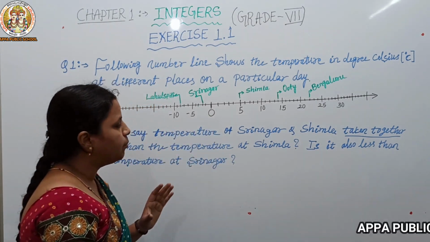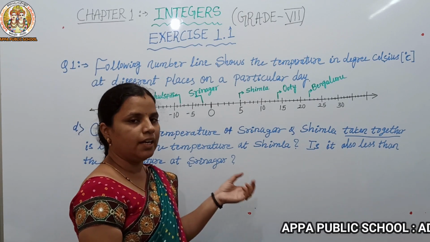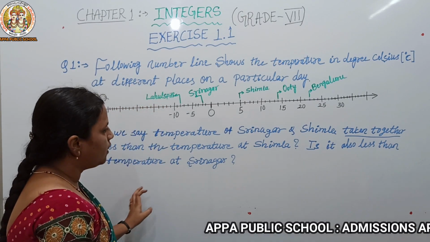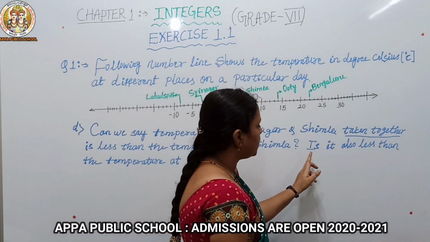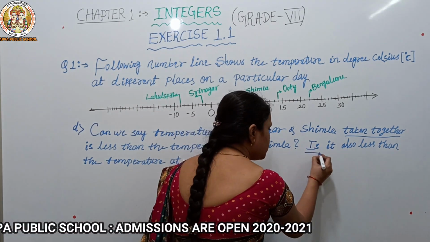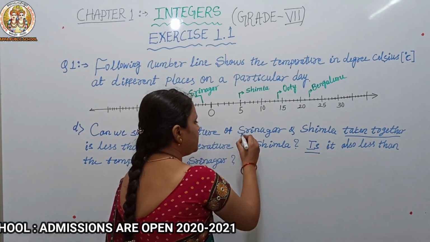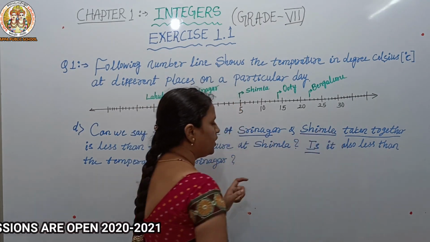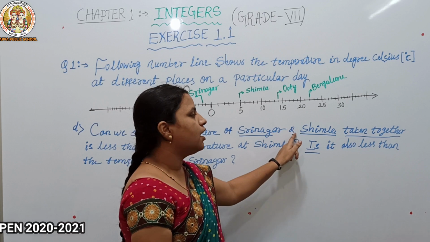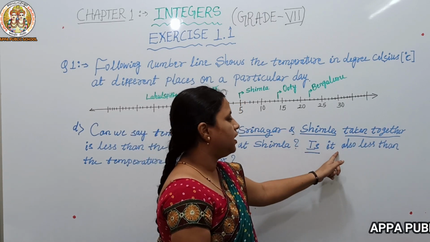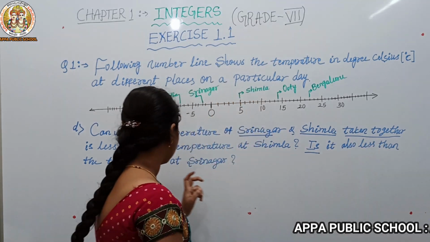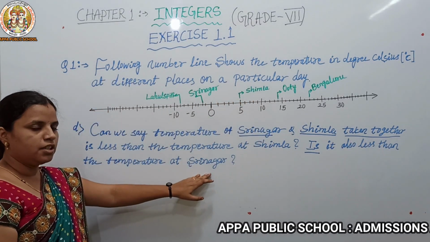Here we are comparing the temperature at different places. And also one more question is there here. This belongs to these two temperatures only, that is, Srinagar and Shimla taken together. Is it also less than the temperature at Srinagar?